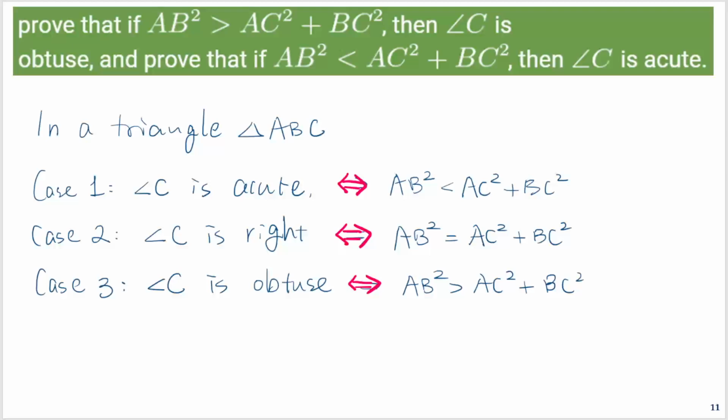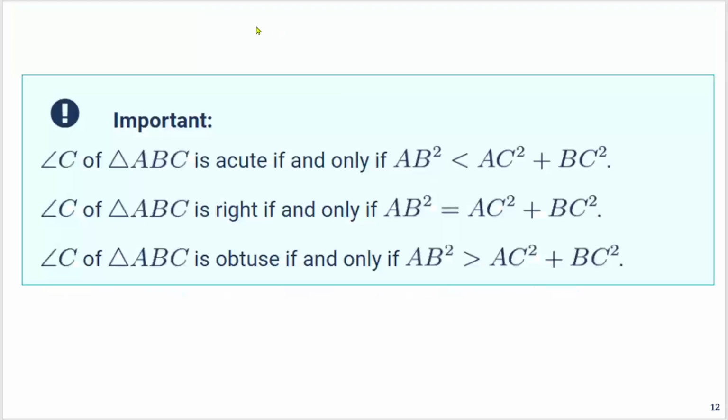You get it? Okay, so now let's make a summary here. We can now relate the squares of the sides of a triangle to the angles of a triangle. Angle C of triangle ABC is acute if and only if AB squared is less than AC squared plus BC squared. Angle C of triangle ABC is right if and only if AB squared equals AC squared plus BC squared, right? And next, angle C of triangle ABC is obtuse if and only if AB squared is larger than AC squared plus BC squared. Did you get it?